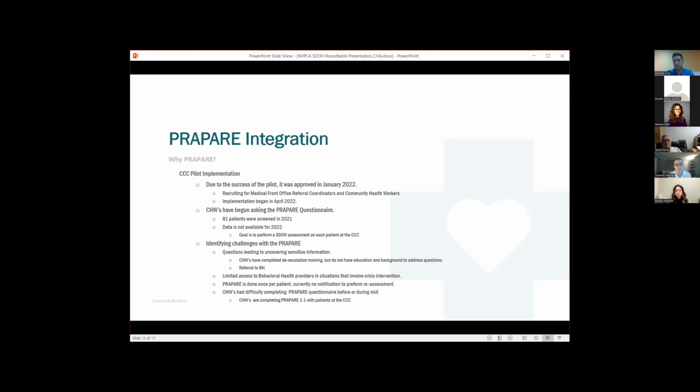Currently, the PRAPARE form is being done once per patient, and there's not currently a way to notify us to perform a reassessment. And then the CHWs have also had some difficulty completing the PRAPARE form questionnaire before or during a visit. So at the moment, the way we're doing it is the CHWs are completing these forms one-on-one with the patients at the CCC. So they're really asking these questions in depth to be able to get those answers from the patients and be able to provide them with the resources that they need.